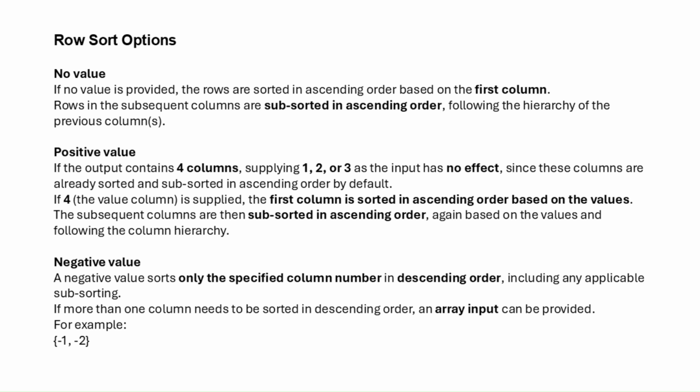Negative value. A negative value sorts only the specified column number in descending order, including any applicable subsorting. If more than one column needs to be sorted in descending order, an array input can be provided.